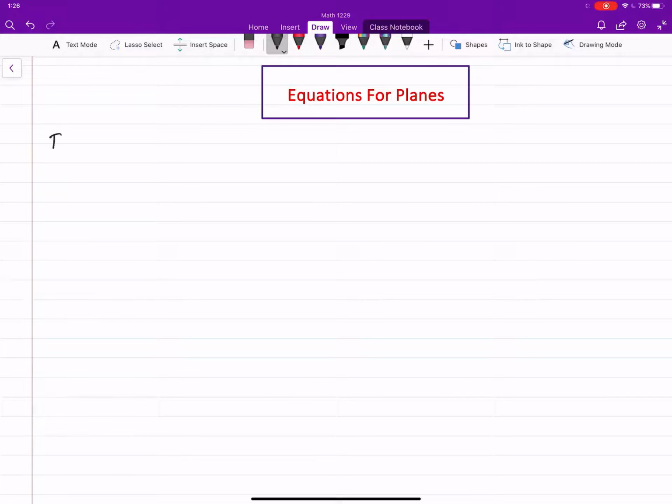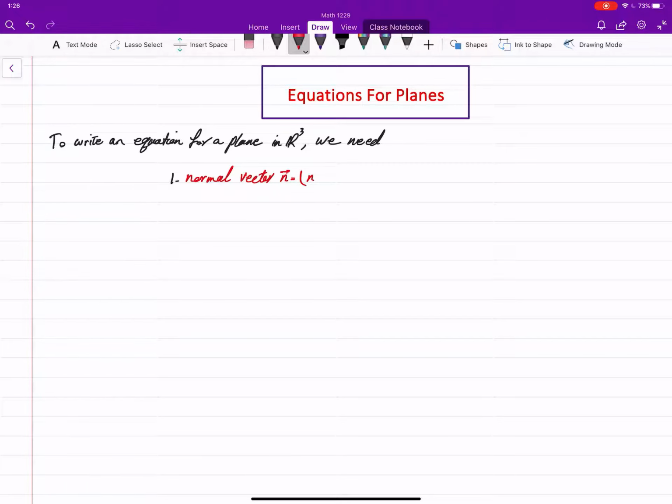To write an equation for a plane in R3, we need two pieces of information. One is called a normal vector. We usually denote it by n, and since it is a vector in R3, it will have three components.